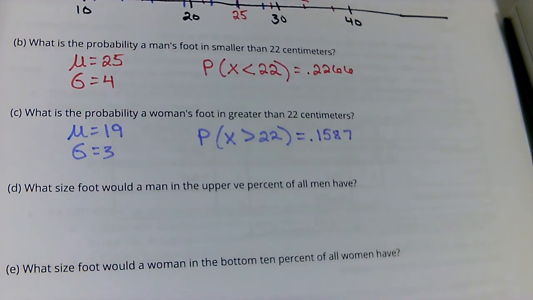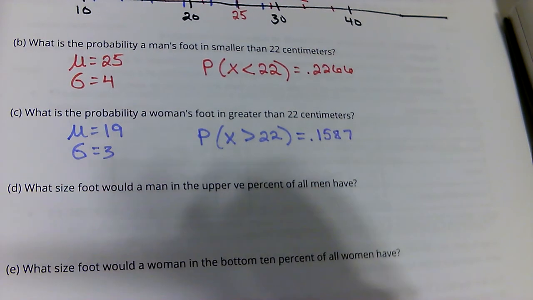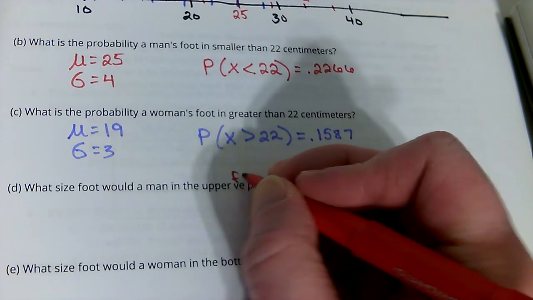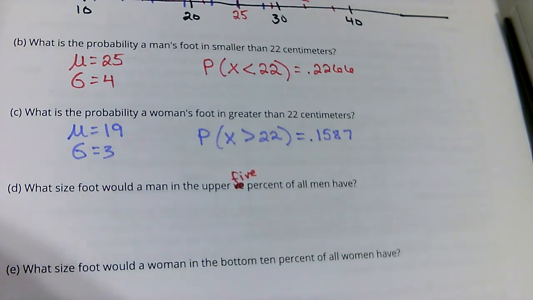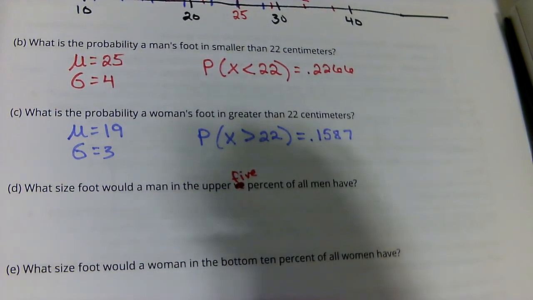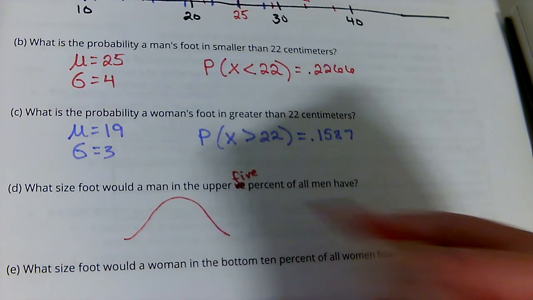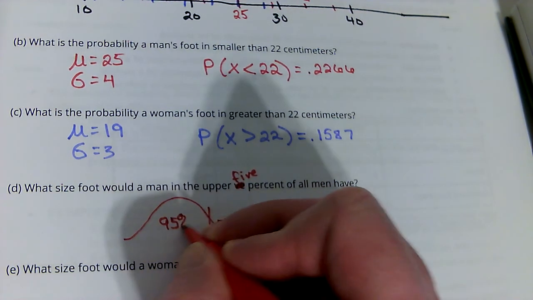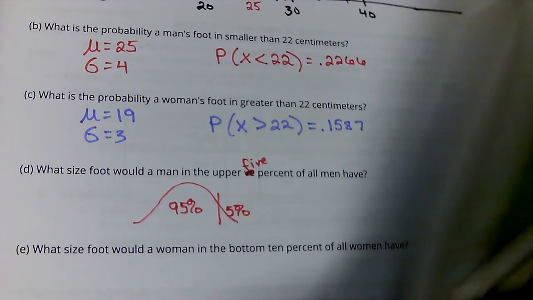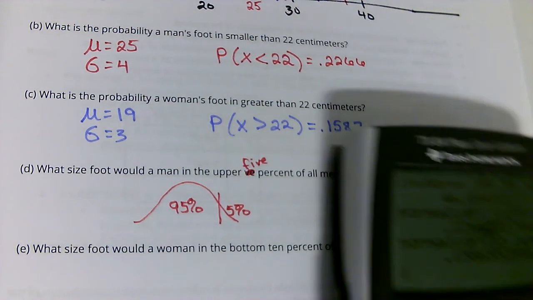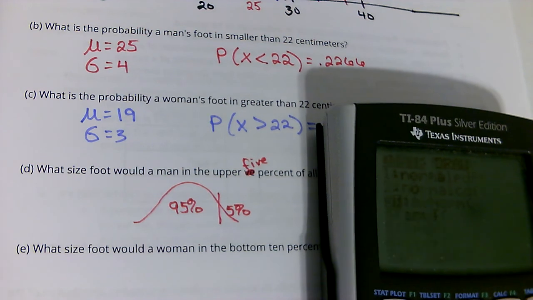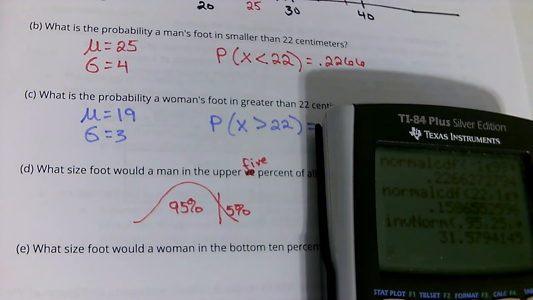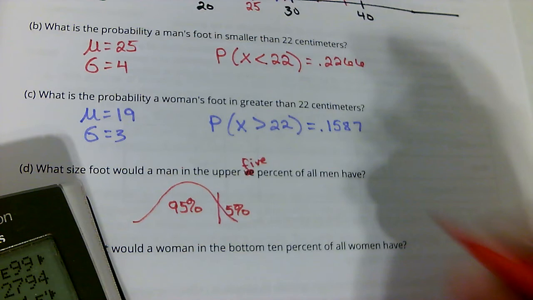Oh, and we have a typo. What size foot would a man in the upper, that should say 5. I don't know what happened there. Percent of all men have. So we're talking about, okay, upper 5% would mean that there's 95% below. Okay, so men, gotta go back. We're doing inverse norm. Area would be 0.95 because it's to the left. That's 31.58.